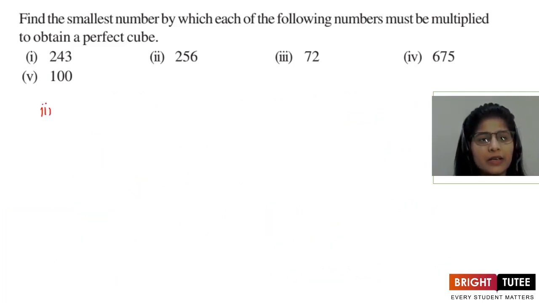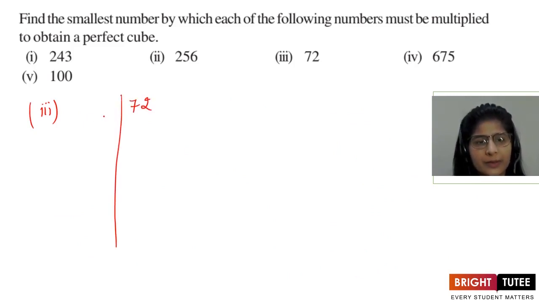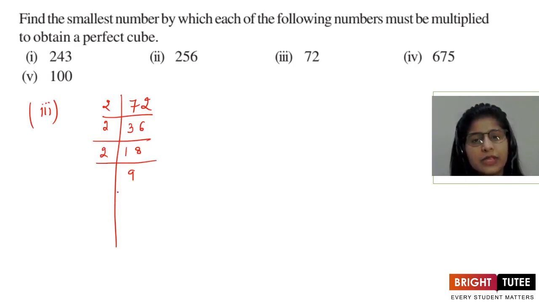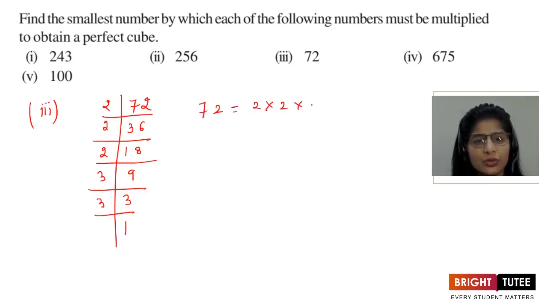In the third part, we are asked about 72. Let's form the prime factors. 2 3s are 6, 2 6s are 12. Then 2 1s are 2, 2 8s are 16, 2 9s are 18. 3 3s are 9, 3 1s are 3. So 72 can be expressed as a product of primes: 2 cross 2 cross 2 into 3 cross 3.